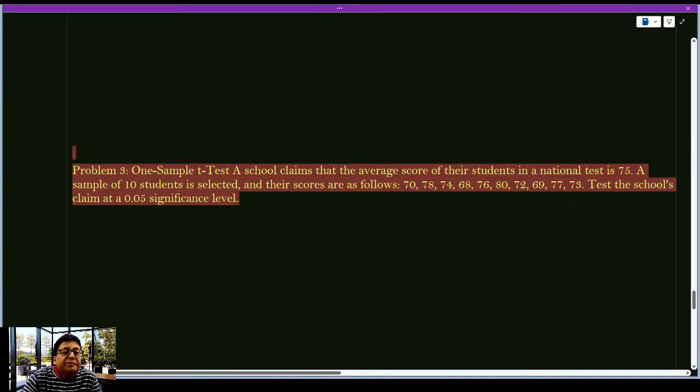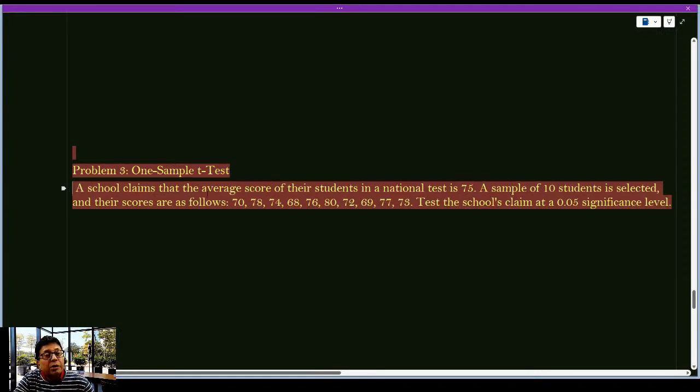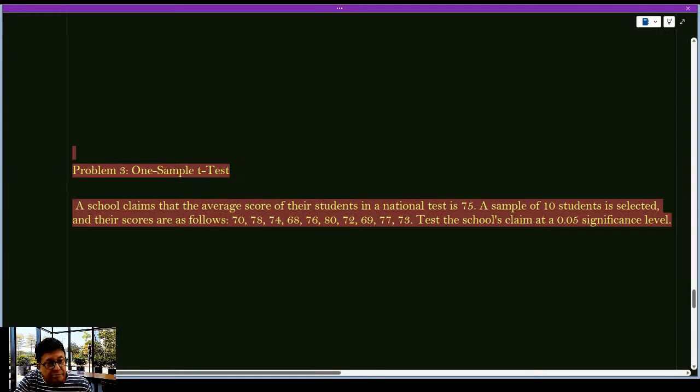One sample t-test. I have taken an example this way. School claims that the average score of their students in national test is 75. Sample of 10 selected, scores are as follows. Test the school's claim at 0.05 significance level. When a school claims something, then they do it in general. But a suspicious person is also there, like one parent.